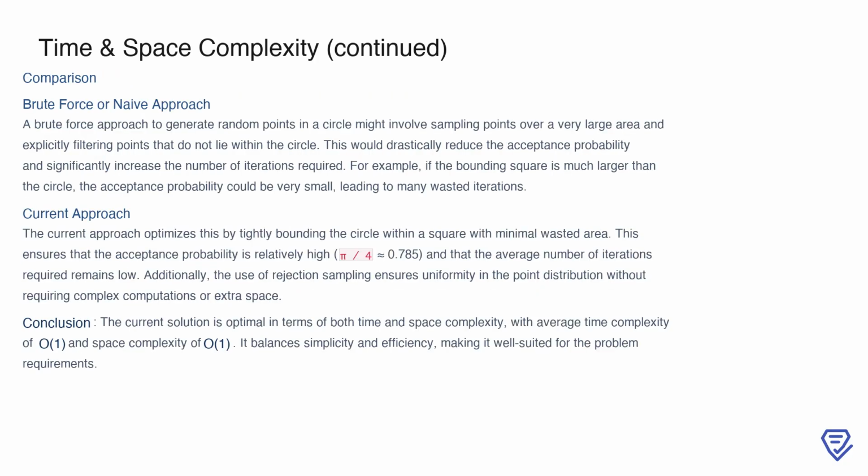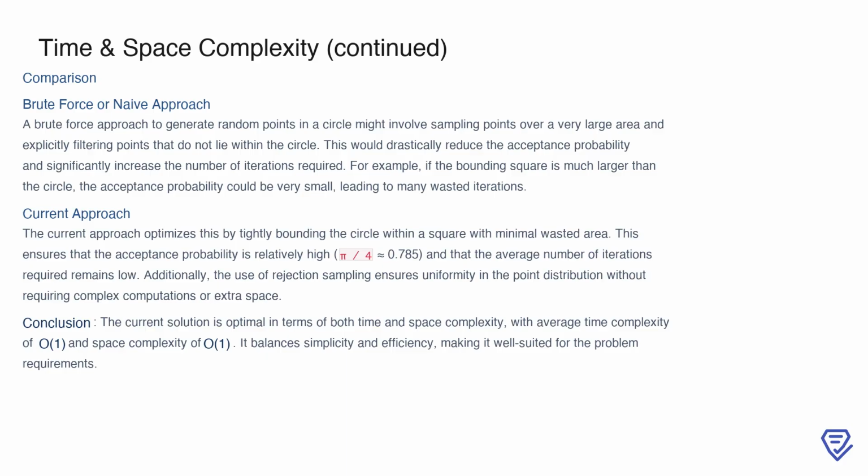When comparing this approach to a brute force or naive method, the benefits become clear. A brute force solution might involve generating random points over a much larger area and filtering out those that don't fall within the circle. This approach would drastically reduce the acceptance probability, especially if the bounding square is much larger than the circle, leading to a significant number of wasted iterations and a much higher time complexity.